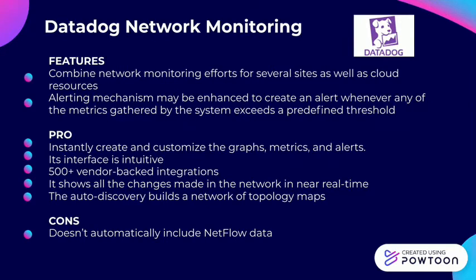Its alerting mechanism may be enhanced to create an alert whenever any of the metrics gathered by the system exceeds a predefined threshold. It lets you instantly create and customize graphs, metrics and alerts. Its interface is intuitive, it has 5,100 vendor integrations, and it shows all the changes made in the network in near real time. The auto discovery builds network topology maps. Its disadvantage is that it doesn't automatically include NetFlow data.